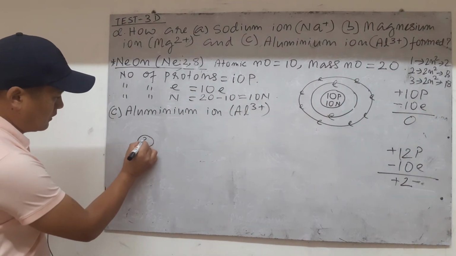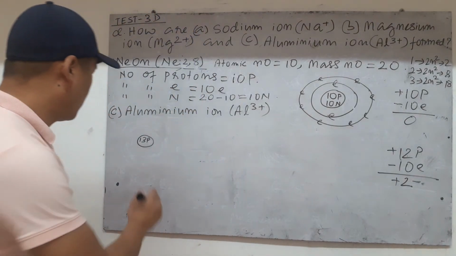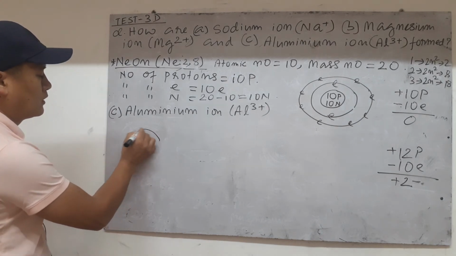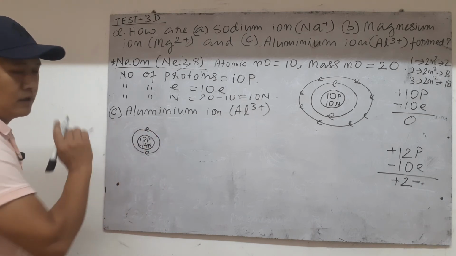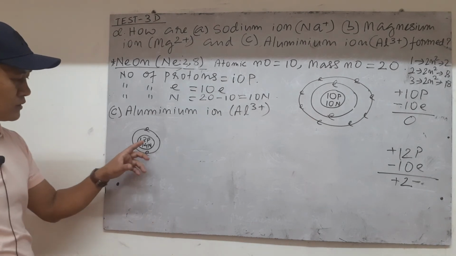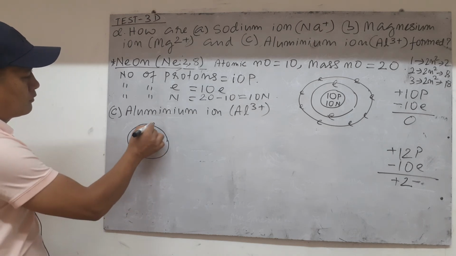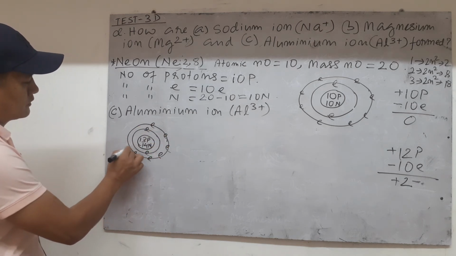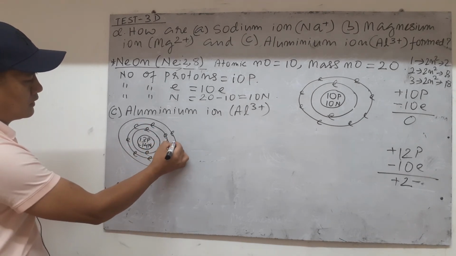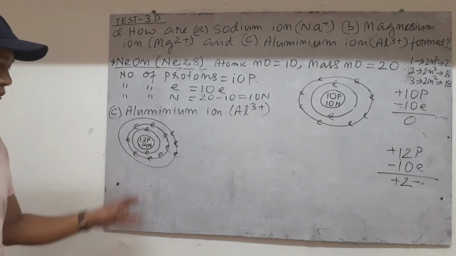It has 13 protons, and aluminium has 14 neutrons. So it has 13 protons, which means it will have 13 electrons, because every atom has an equal number of protons and electrons. That means if there are 13 protons, there will also be 13 electrons. So 2 in the first shell according to Bohr's rule, 8 maximum in the second shell. So 2 plus 8 is 10. The 13 electrons are there, which means the 3 will go in the third. So the outermost orbit has 3 electrons.